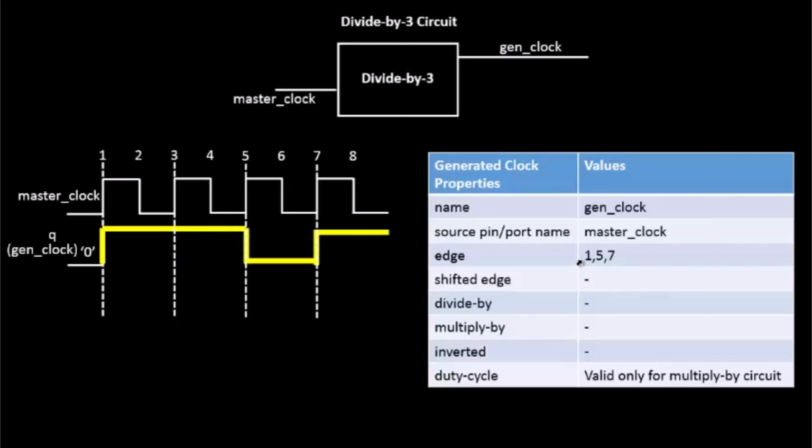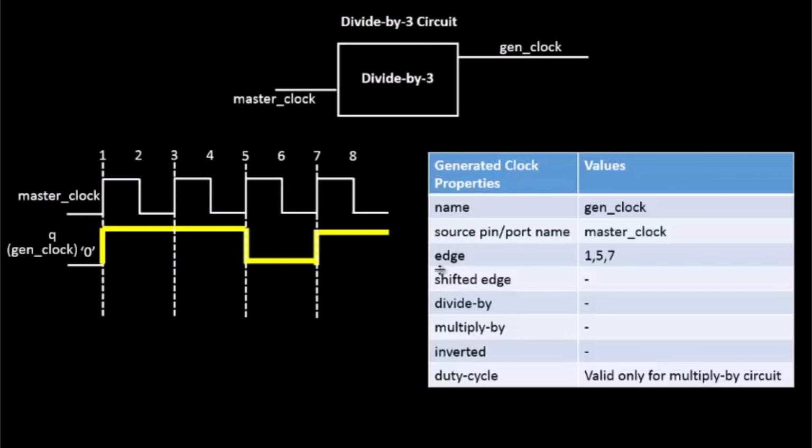So it says that the gen clock arrives at the rise edge of the gen clock. The first rise edge of the gen clock arrives at the first edge of the master clock. The first fall edge of the gen clock arrives at the fifth edge of the master clock, and the second rise edge of the gen clock arrives at the seventh edge of the master clock. So this particular feature of the generated clock completely defines the generated clock's relationship with the master clock.